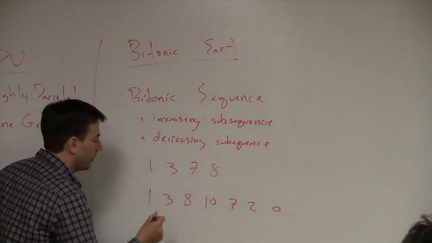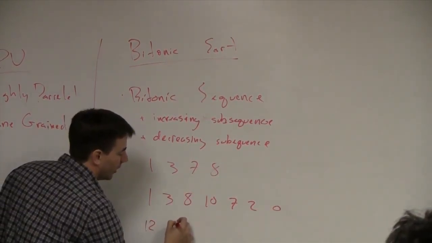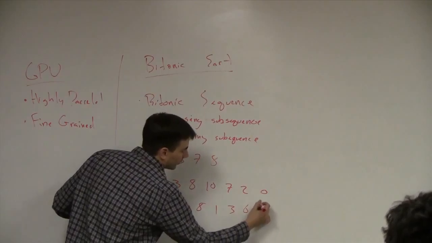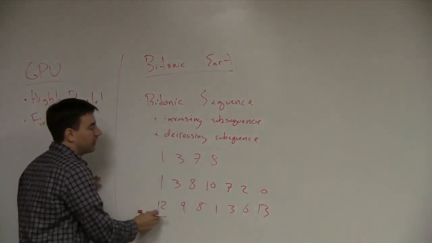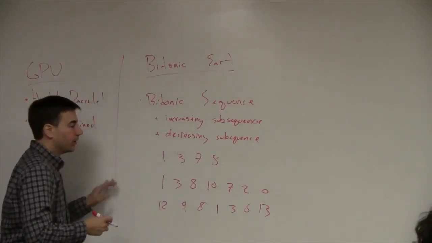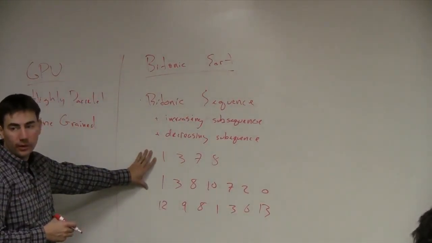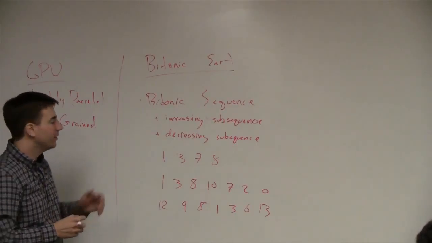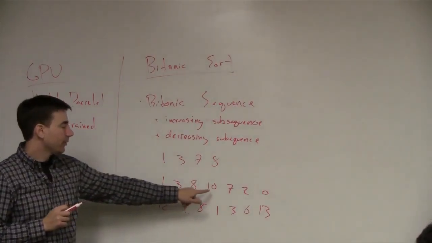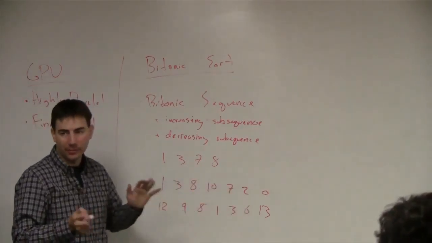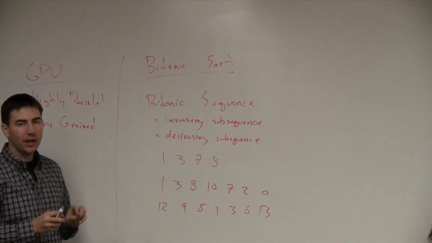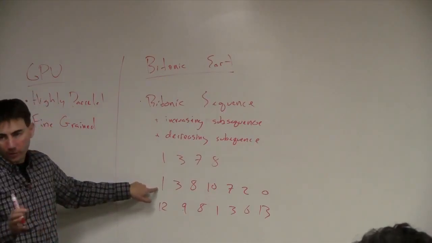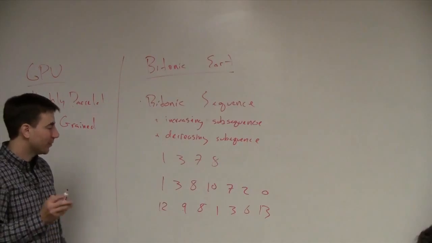There's only one maximum. You could also have it going the other way: 12, 9, 8, 1, 3, 6, 13, right? So it's decreasing down to 1, and then it's only increasing afterwards. So all these sequences are bitonic. You have at most one maximum and at most one minimum. Okay. Here, 1 and 0 are both local minima. Getting into more terminology than I need to.